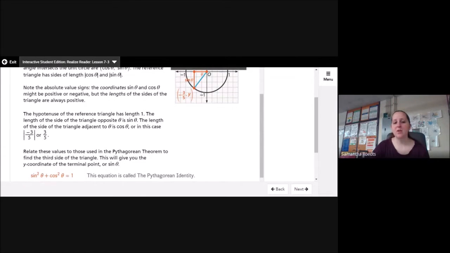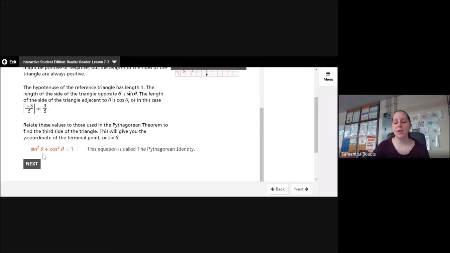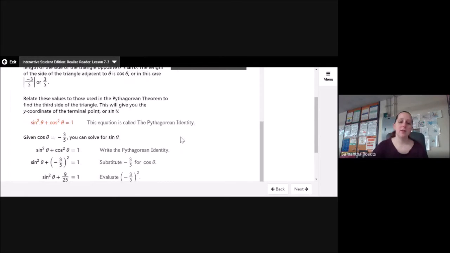So relate these values to those used in the Pythagorean theorem to find the third side of the triangle. This will give you the y-coordinate of the terminal point, or sine theta. So sine squared theta plus cosine squared theta equals 1. This is called the Pythagorean identity. Given cosine theta equals negative 3/5, you can solve for sine theta.